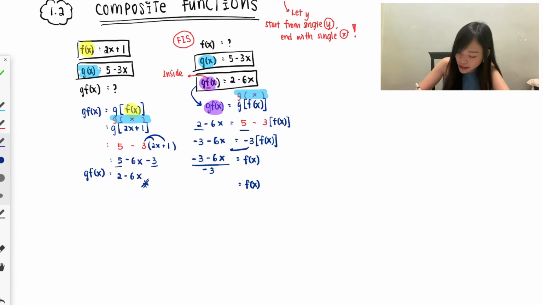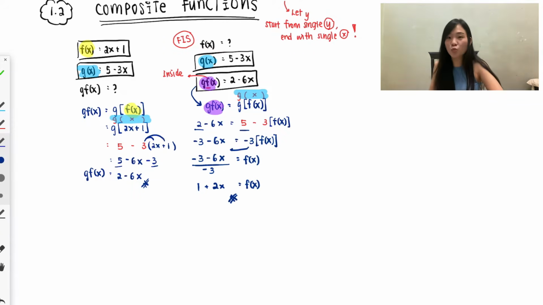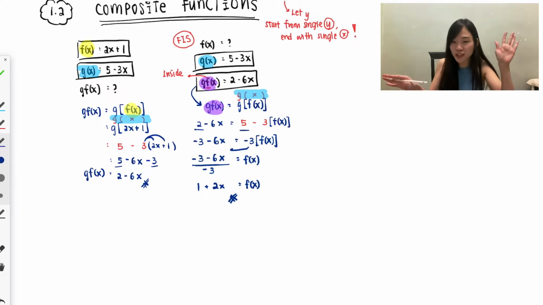So negative 3 divided by negative 3, positive 1. Negative 6 divided by negative 3, negative negative positive, 6 divided by 3, isn't it 2x? Ta-da! I got it. My f(x) answer is actually 1 plus 2x. And on this magical moment, I just want to show you, my f(x), I get 1 plus 2x, or 2x plus 1 is the same thing.